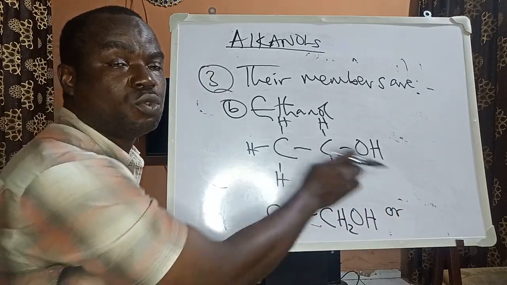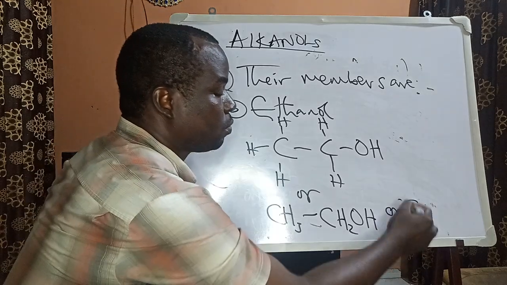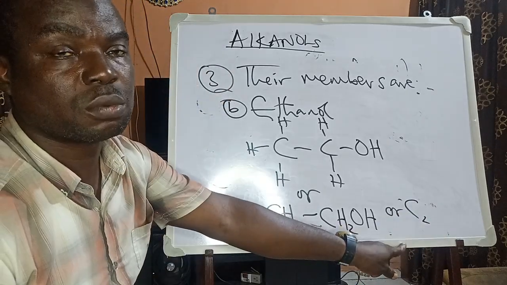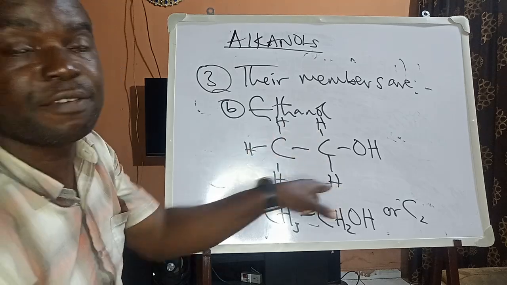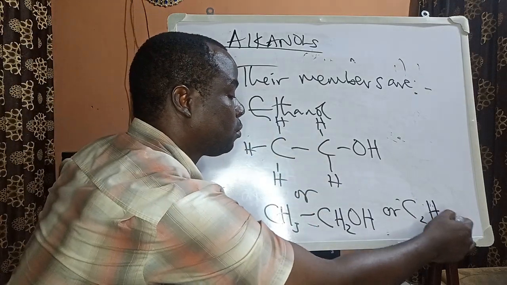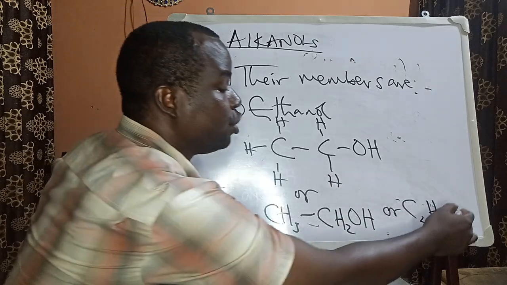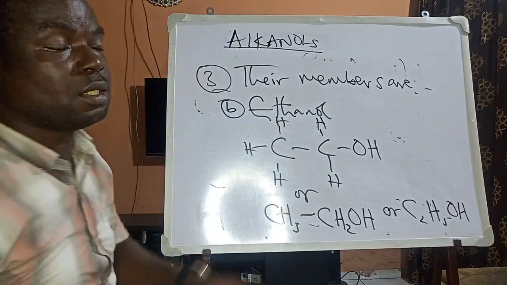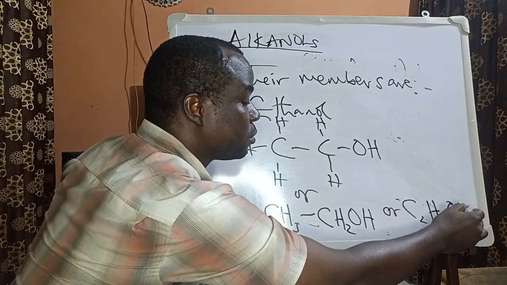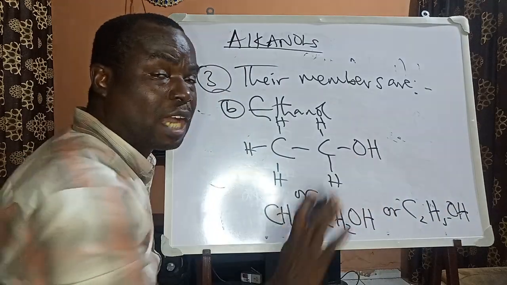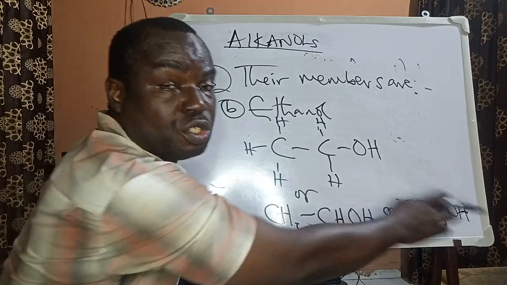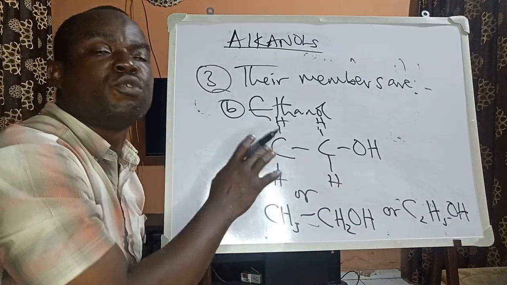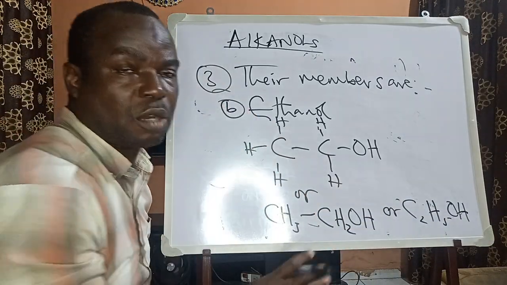Another way you can also do it is, you can count the carbon atoms we have here. We have 1, 2 carbon atoms. Write it as C2. You now count the hydrogen atoms we have: 1, 2, 3, 4, 5. Then you now bring down the OH. Please, this OH, the hydrogen here, don't count it. Count only the individual hydrogen atoms. Then you now bring down the OH. These are the 3 possible ways of drawing the structure of ethanol.